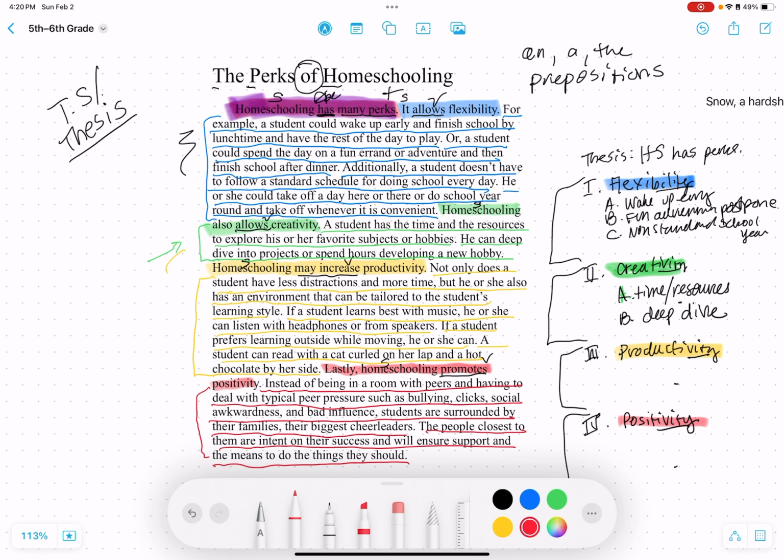You could have called this, we could keep the same bucket, the same sock drawers, but we could even rename it. We could call this homeschooling allows a flexible schedule and environment. We could say it allows for tailoring instead of creativity, and we could say it increases their output instead of productivity, and we could say it functions with a good support system instead of positivity.